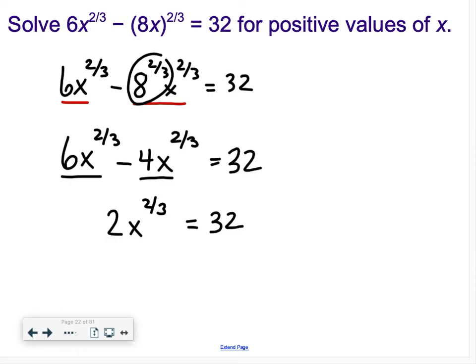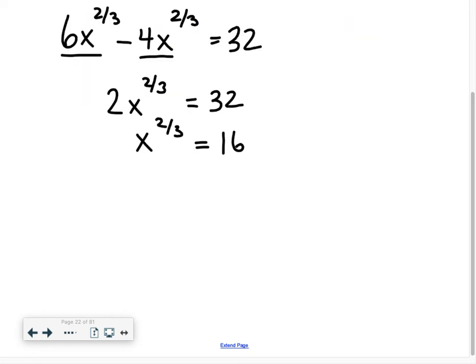And now I'm just solving for x. So divide both sides by 2. And 32 divided by 2 is 16. Okay, then how do you get rid of a 2/3 power? And that's our whole reciprocal idea. Okay, so I'm going to just write this step down.